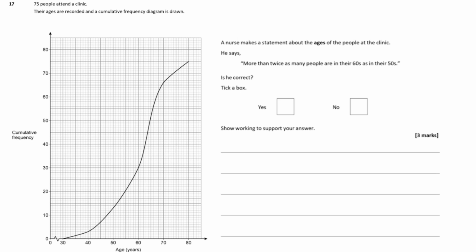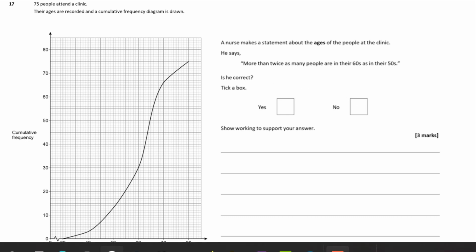Question 17. 75 people attend a clinic. Their ages are recorded and a cumulative frequency diagram is drawn. Okay, so we can see we've got a cumulative frequency curve here. A nurse makes a statement about the ages of the people at the clinic. He says more than twice as many people are in their 60s as in their 50s. Is he correct? Tick a box, yes or no. Show working to support your answer.